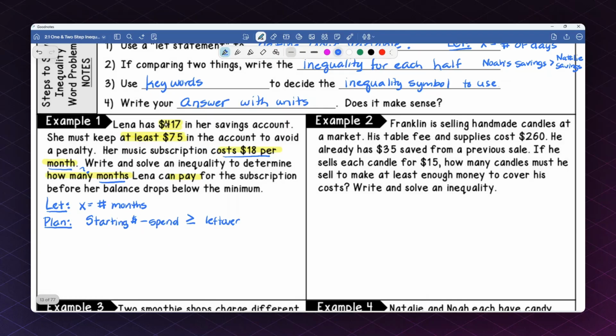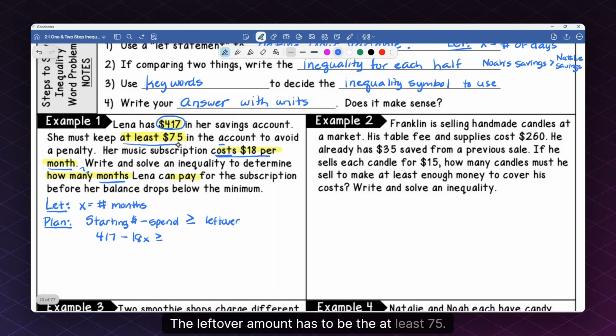Okay, so what is she starting with? She's starting with $417. Okay. What is she spending? She is spending, and this is going to be a minus because it's cost, $18 per month. So 18 times X, and X is my number of months. That's going to be greater than or equal to her leftover. The leftover amount has to be the at least 75. So I put this greater than and equal, 75, it's got to be that or bigger.